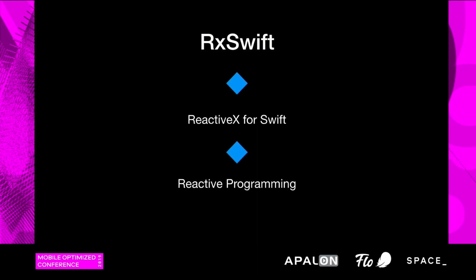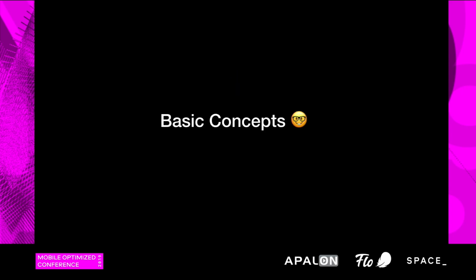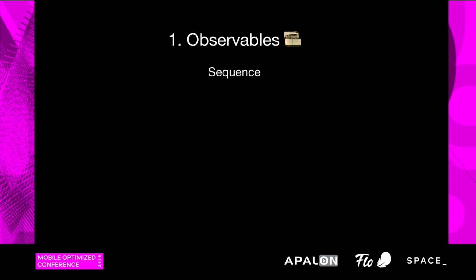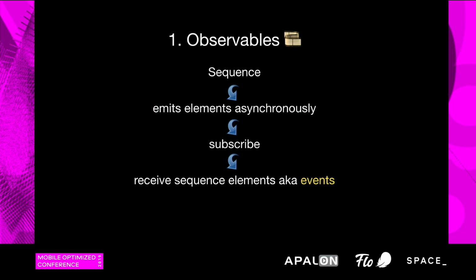So, RxSwift, I'm sure everyone in the room is familiar with the term. Either it's been in the latest developer conference you have attended, or you have actually used it in your projects. RxSwift is basically the Swift implementation of Rx, and it uses the usual paradigms and patterns of reactive and functional programming. Some basic concepts are: first, we have observables. An observable is a sequence that emits elements asynchronously, and if you subscribe to that sequence, you will start receiving those sequence elements, aka events.